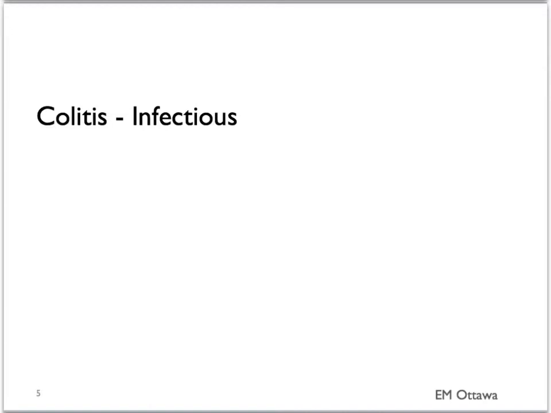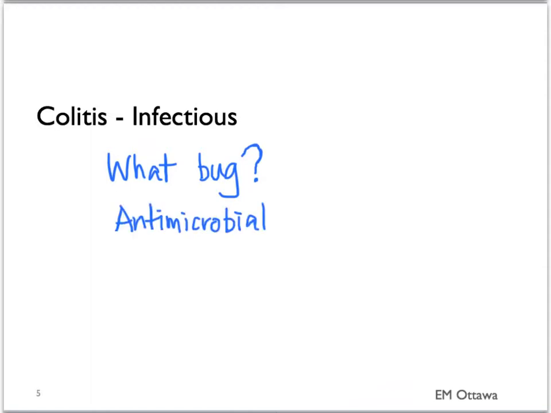For infectious colitis, the treatment usually includes identifying what the organism is that caused the infectious colitis. Once the organism is identified, then antimicrobials should be started. In the emergency department, there often isn't enough time for us to identify the organism, and therefore we need to obtain a culture of the patient's stool while they're still in the department.